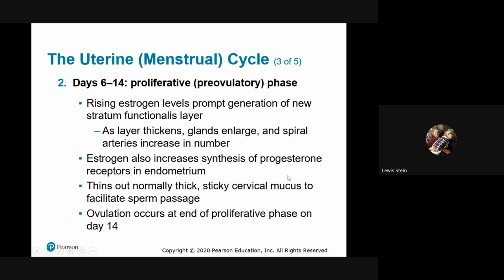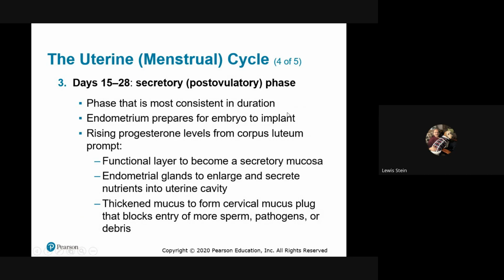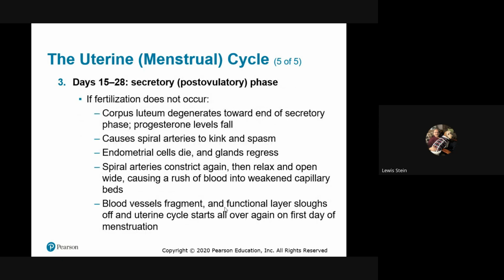Estrogen increases more receptors. The mucus facilitates. All of these are interesting changes when you get into the ins and outs, so to speak. And ovulation typically occurs on day 14. This is the consistent phase. It's all about preparation. Secretory, because that layer becomes a secretory mucosa. The glands enlarge and secrete. Now it's going to make a mucus plug. Because by this time, understand fertilization would have occurred. Now the mucus plug will form, assuming that occurs, to prevent the loss of the egg.